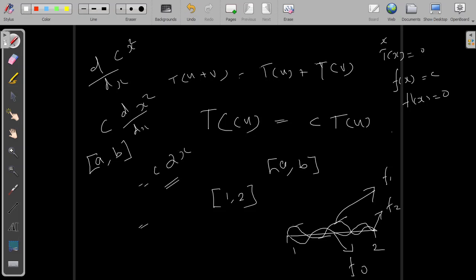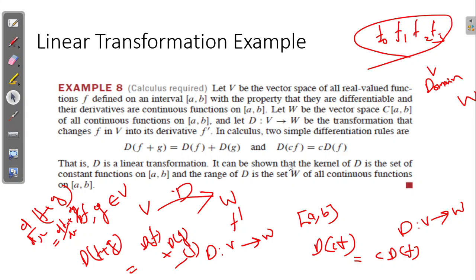That means a straight line, for example, this is A and this is B. A straight line like this, a horizontal line, is a function f naught. So this is the kernel of D, the kernel of the transformation.